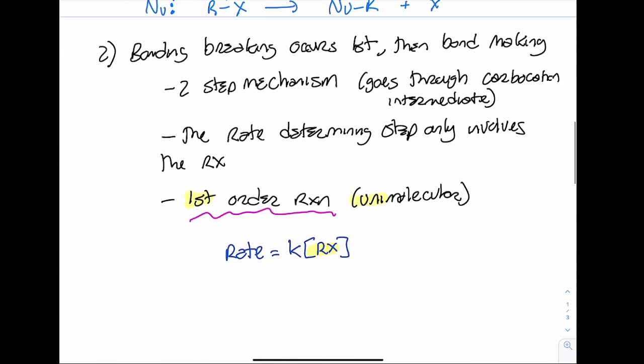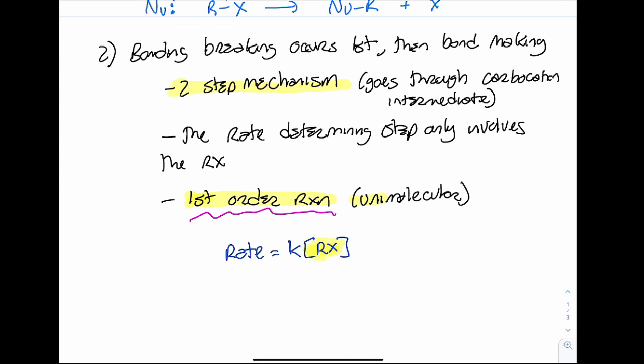When I look at this one, it's first order. Only the concentration of the alkyl halide affects the rate. The concentration of the nucleophile does not affect the rate of this reaction. I can increase it, I can decrease it. It's not going to speed up or slow down my reaction because it's not part of the rate determining step. Because the nucleophile is involved in a separate step than the alkyl halide, this first order reaction takes place in 2 steps.